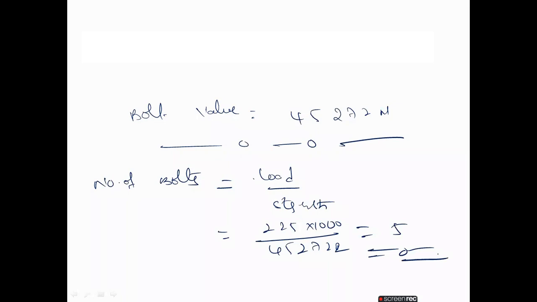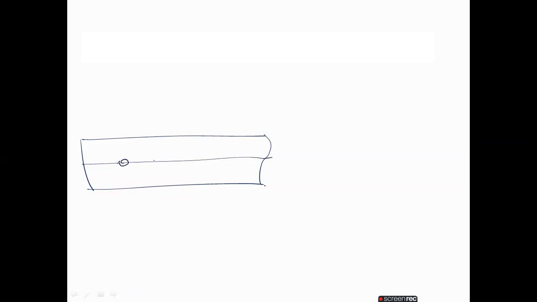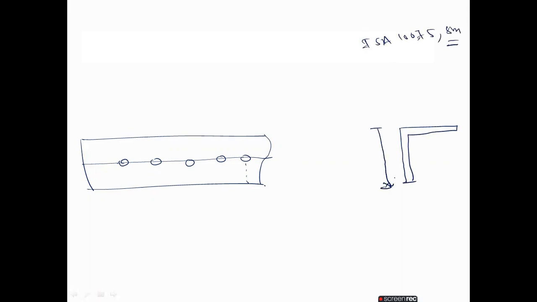Now provide these bolts. I will show how we provide them in the plates. So this is a plate. Okay, so in this line provide the 5 bolts, 1 2 3 4 5. Then our angle section is like this. We have taken ISA 100 by 75 by 8 mm thickness. So 100 means this one. We will connect with a gusset plate. That's why it is the connected plate.